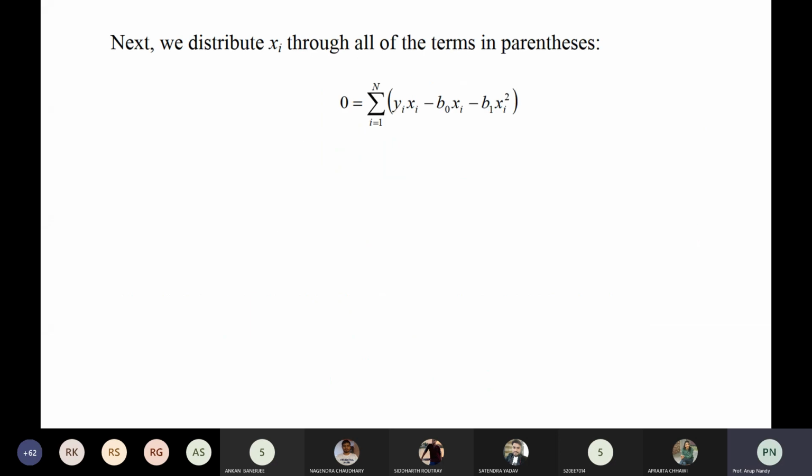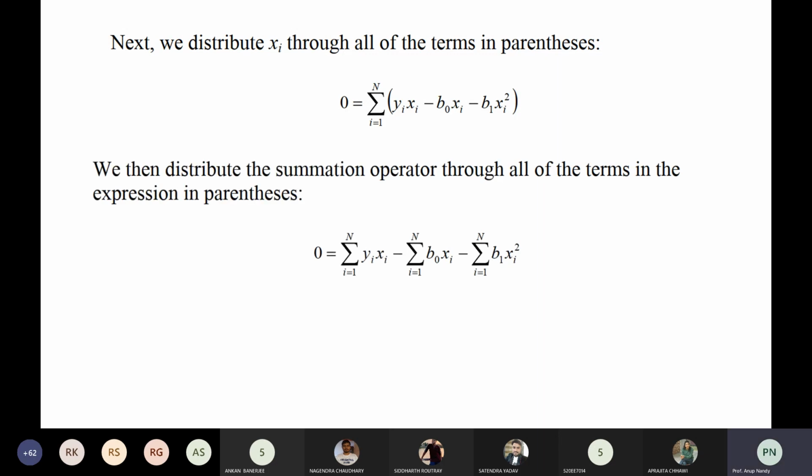So now we distribute xi through all the terms of the parentheses. Now you are just multiplying xi with each of the terms within the parentheses. Now you will have yi xi minus b0 xi minus b1 xi square. Now we then distribute the summation operator through all the terms in the expression in parentheses.